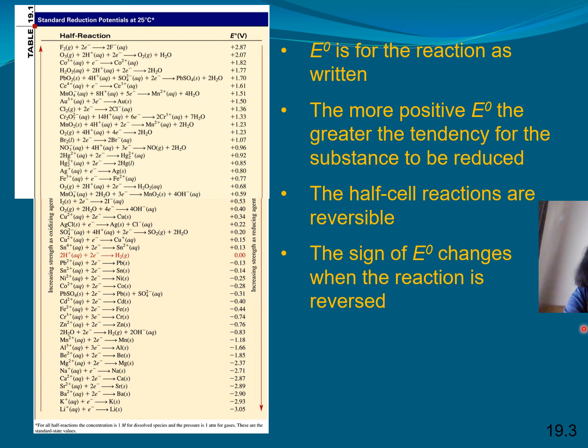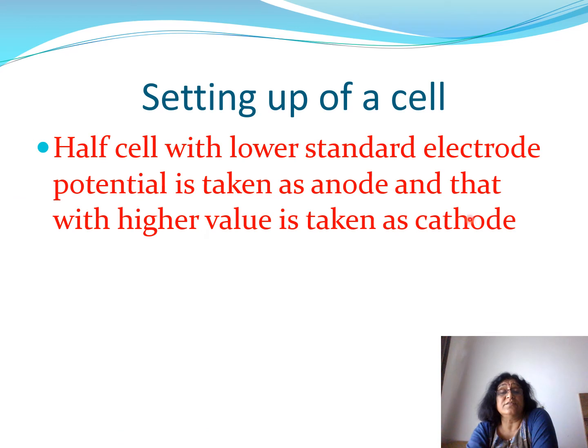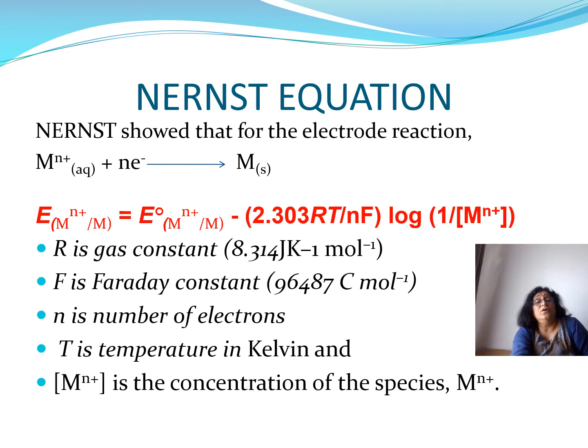So if the reaction is written as a reduction reaction and its electrode potential is positive, then if it is written as a reversed reaction, that means an oxidation reaction, the sign will get reversed. The value will remain the same, but the sign will get reversed. In setting up the cell, the half cell with lower standard electrode potential is taken as anode, and the one with higher value is taken as cathode. So if you know the standard reduction potential values, you can make out which is cathode and which is anode.